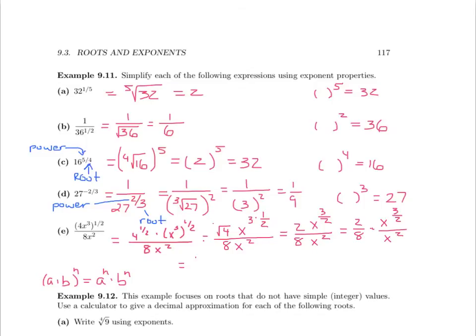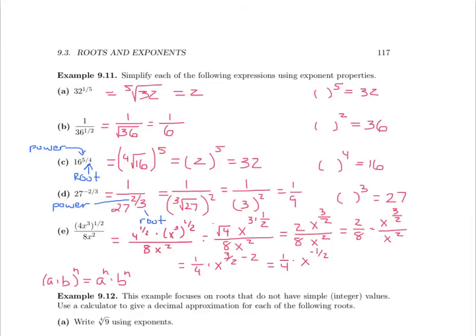Now, 2/8 simplifies to 1/4. To simplify the fraction involving the x's, we can use our earlier exponent property that says if you have a number raised to a power divided by the same number raised to another power, you can calculate the quotient by subtracting the powers. So here, that would be x to the 3/2 minus 2. So we have 1/4 times... Now 3/2, that's the same as 1 1/2. 1 1/2 minus 2 is negative 1/2. So really this is x to the negative 1/2.